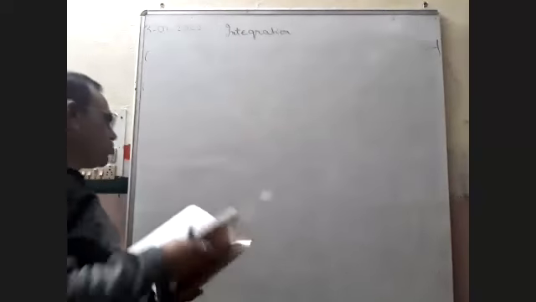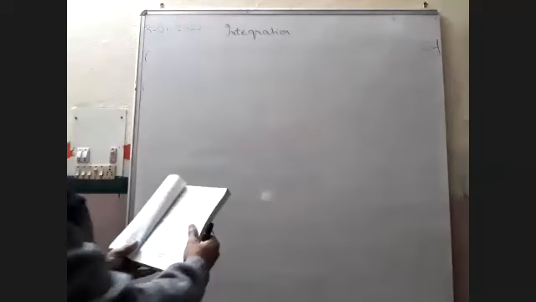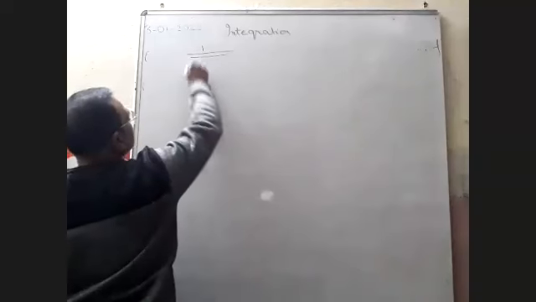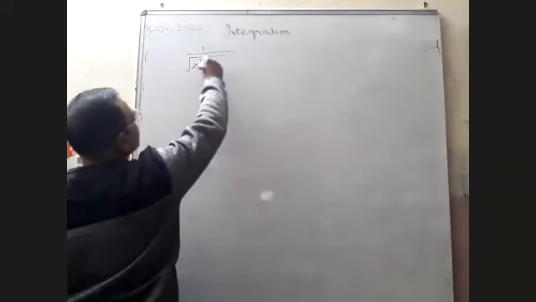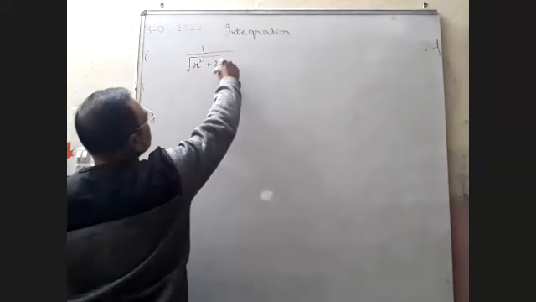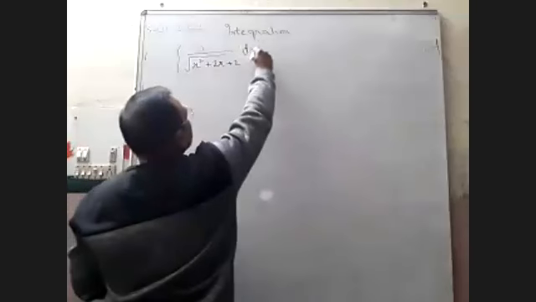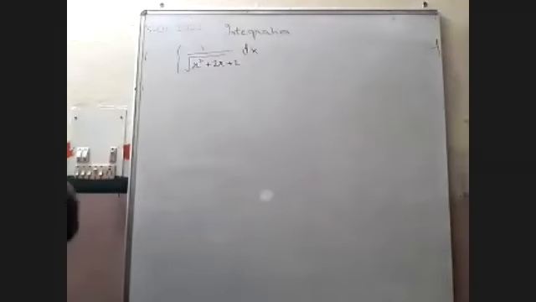But in question number 10, we have x square plus 2x plus 2. It is not directly in the standard form. So first of all, we have to form it in the standard form. Standard form, you have seen in all the formulas.